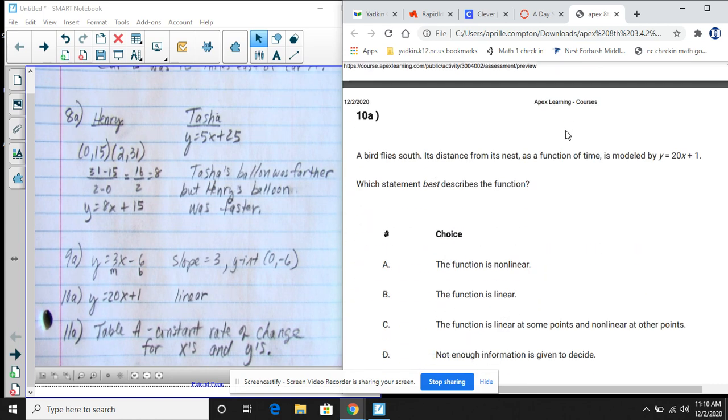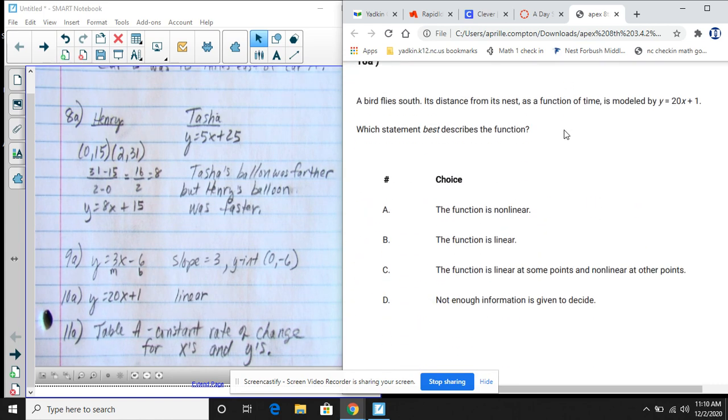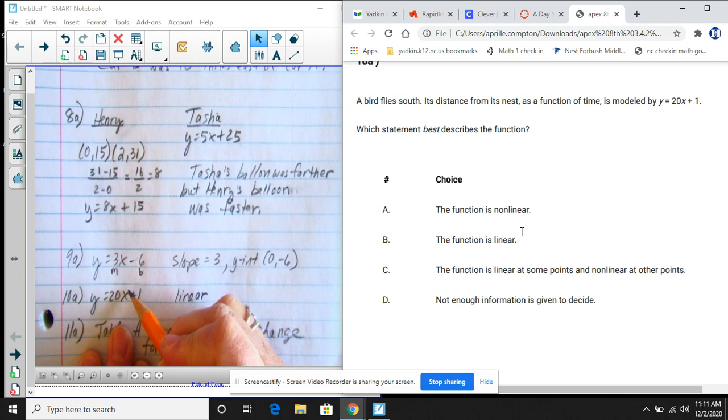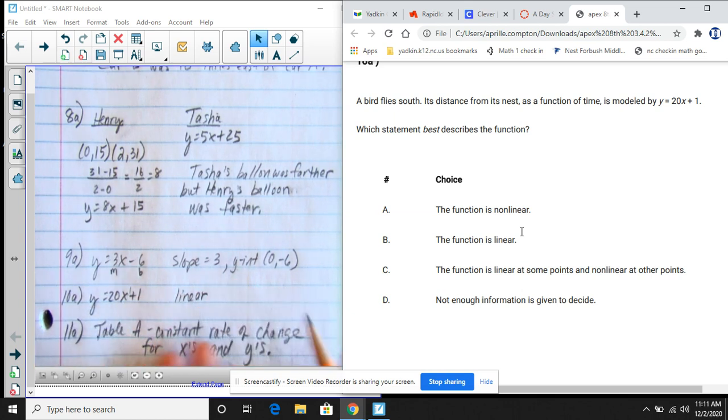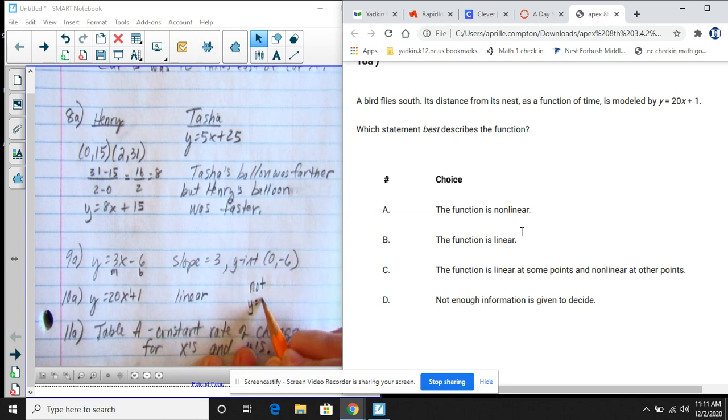10a, a bird flies south. Its distance from the nest as a function of time is modeled by y is equal to 20x plus 1, which statement describes the function. So this is asking you, is this linear or nonlinear? It's linear because the highest power of x is just 1. Remember, the ones that are not linear look like y is equal to 2x squared plus 1. The x has a power other than 1.